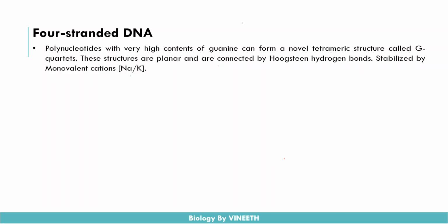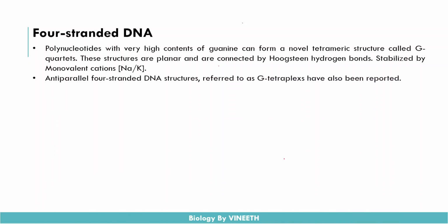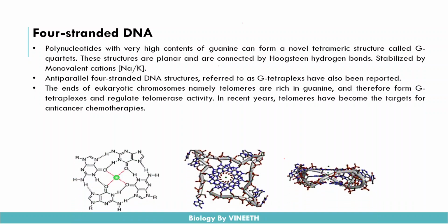The 4-stranded DNA is similar to this triplex DNA. It contains a monovalent cation, sodium or potassium, in the middle of the loop. So there are antiparallel 4-stranded DNA structures which are defined as G tetraplexes. Actually, 4 strands which run in antiparallel directions combine to form a G tetraplex. In between the G tetraplex, it includes a monovalent cation, and these tetraplexes mainly involve the oxygen base pairings for their stability. So this is known as the 4-stranded DNA or G tetraplex.